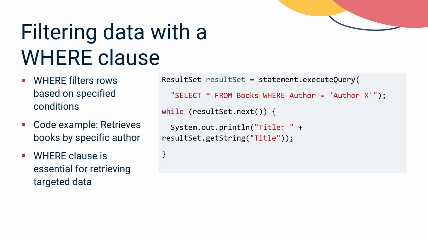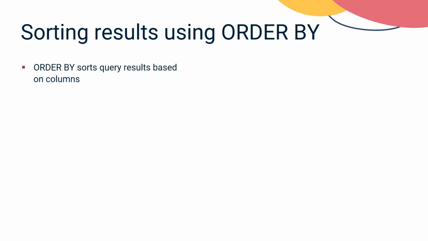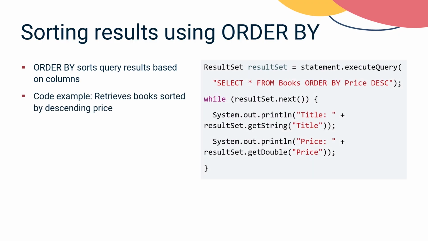The where clause is used because it's essential for retrieving targeted data, such as this example of searching for books by a specific author. The order by clause sorts the query results based on one or more columns. In this example, it retrieves books sorted by price in descending order. In this code, order by price DESC sorts the results by the price column in descending order. If you omit DESC, the default sorting is ascending, denoted by ASC.